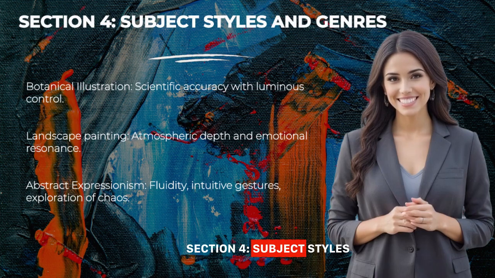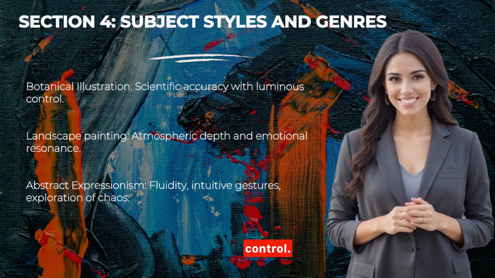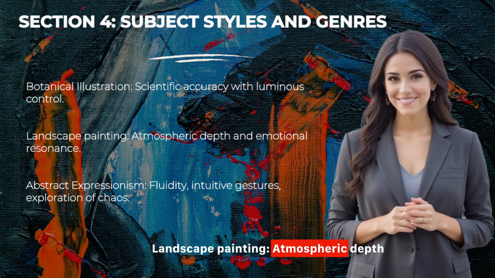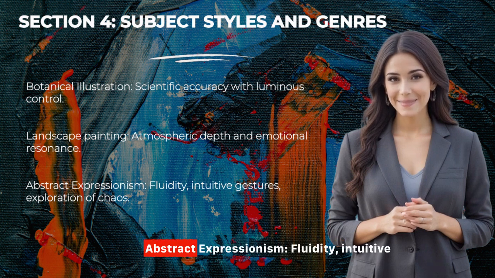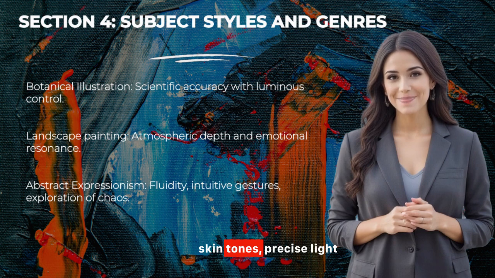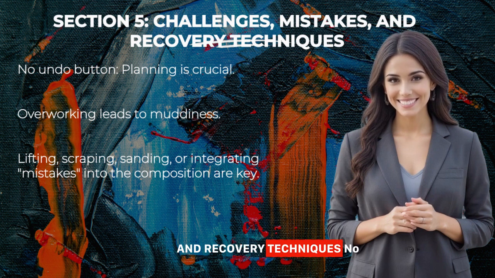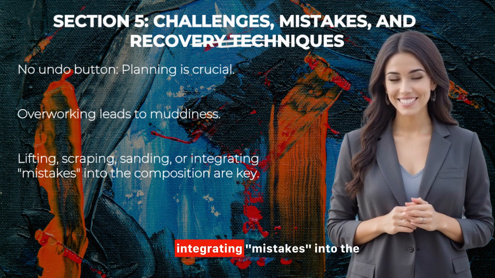Section 4. Subject styles and genres. Botanical illustration, scientific accuracy with luminous control. Landscape painting, atmospheric depth and emotional resonance. Abstract expressionism, fluidity, intuitive gestures, exploration of chaos. Portraits, advanced control, glazing skin tones, precise light control. Section 5. Challenges, mistakes, and recovery techniques. No undo button. Planning is crucial. Overworking leads to muddiness. Lifting, scraping, sanding, or integrating mistakes into the composition are key.